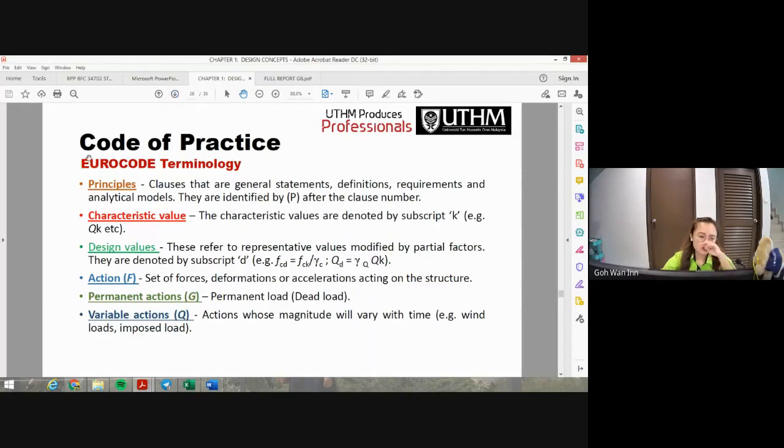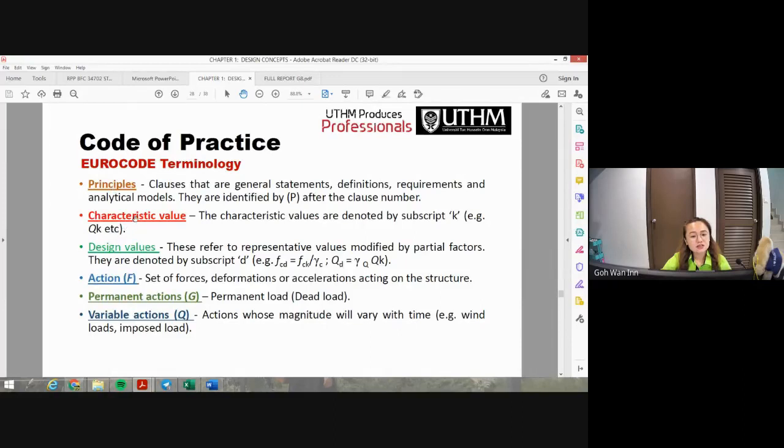Okay, so this one is important. You need to remember the terms. Once we start, I will not be repeating the terms here. You need to get used to it. Okay, so principles. A principle is a clause that is a general statement, defining the requirements and analytical models. They are identified by P after the clause number. So this is the P for principles.